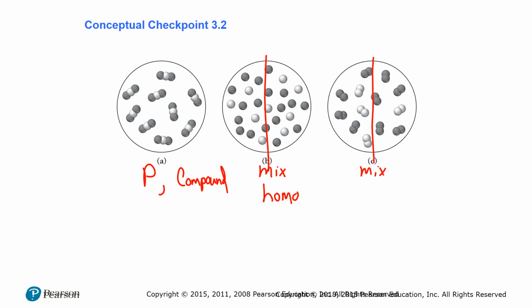This one, I might call it more of a hetero, just because it looks like it's kind of unbalanced. There's more black molecules over here, more white molecules over here. That one's kind of hard to say. At this level, hetero and homo is kind of hard to distinguish, but we can definitely distinguish whether it's a pure substance, a mixture, or not.